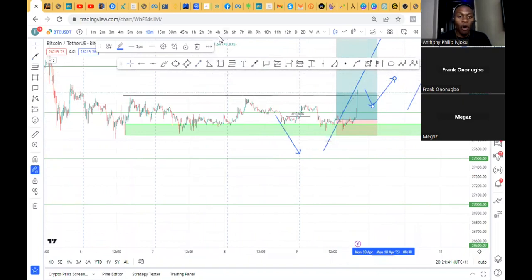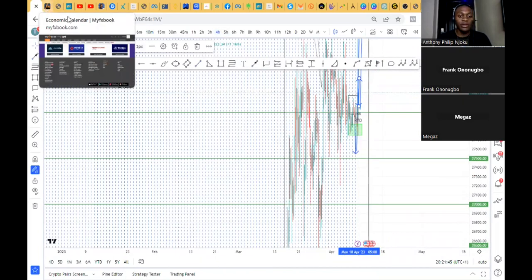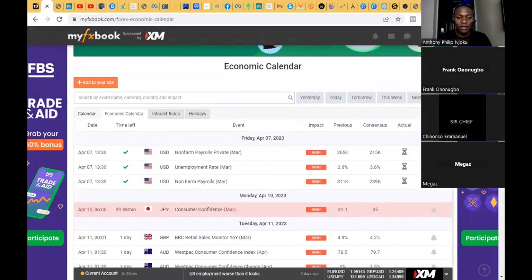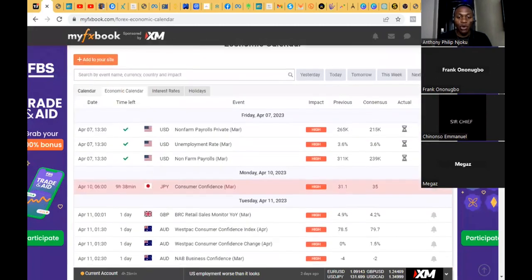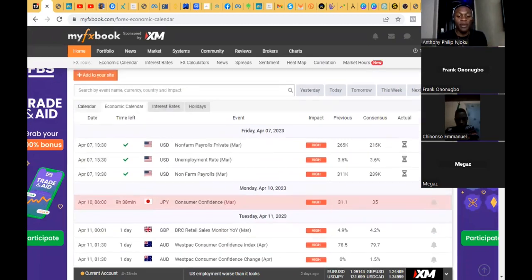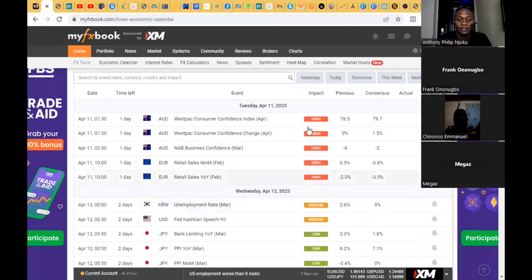So that's it for today's forecast on the chart. Let's then go to the fundamentals. Let us see when we expect high impact news. So this Forex market forecast is for the time period of April 9th to April 14th. So let me get the fundamentals for April 9th to April 14th.